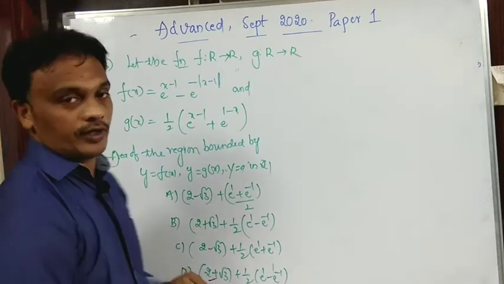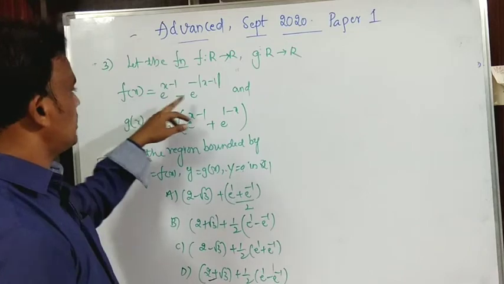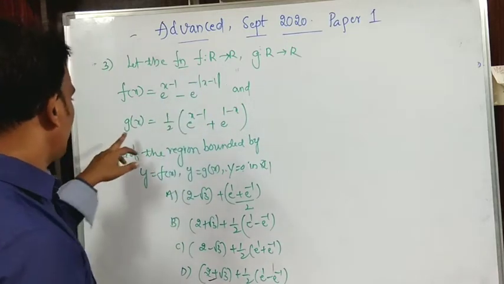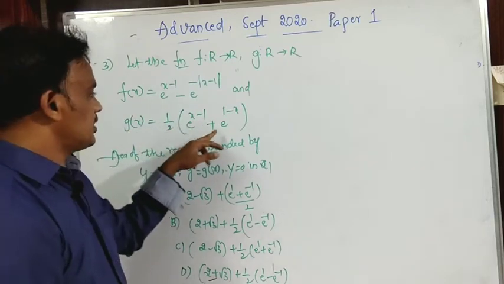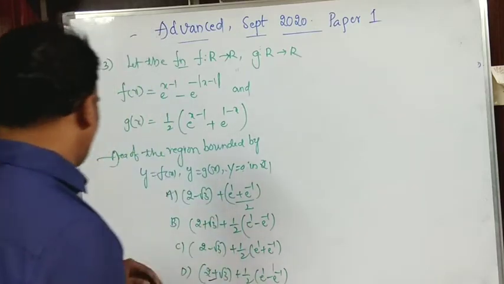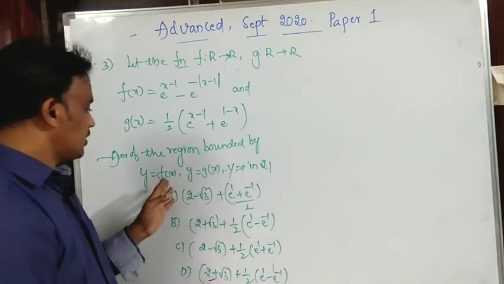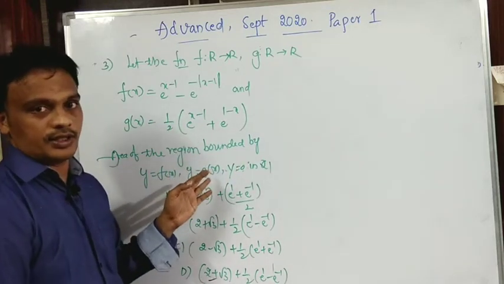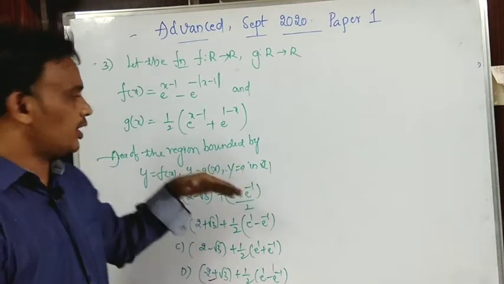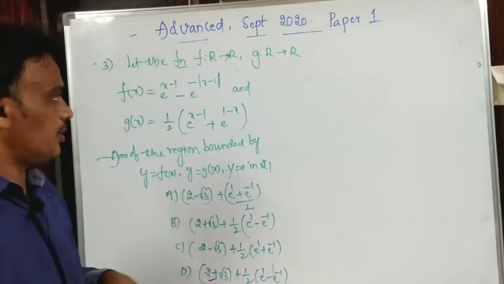Let the functions f from R to R and g from R to R be defined like this. F of x equals e power x minus 1 plus e power modulus of x minus 1 minus half. And one more function g, 1 by 2 of e power x minus 1 plus e power 1 minus x. This is a somewhat difficult problem, under the area covered model. The area of the region bounded by y equals f of x and y equals g of x, with the x-axis, in the first quadrant, how much is the total area covered? They have given some options.